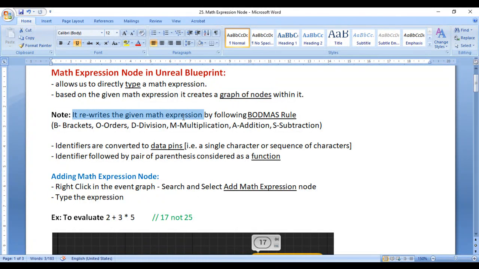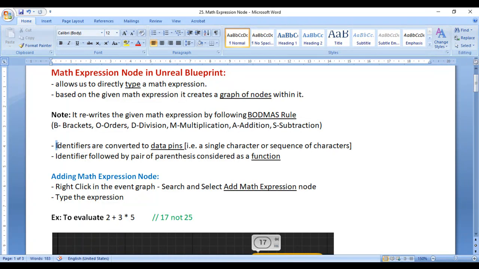It rewrites the given math expression by following the BODMAS rule, where B stands for brackets, O for orders, D for division, M for multiplication, A for addition, S for subtraction. First brackets are evaluated, then orders, then division and multiplication, then addition and subtraction, guys.